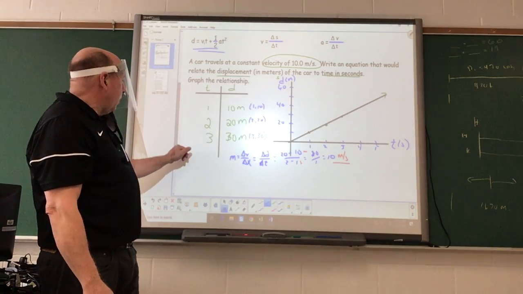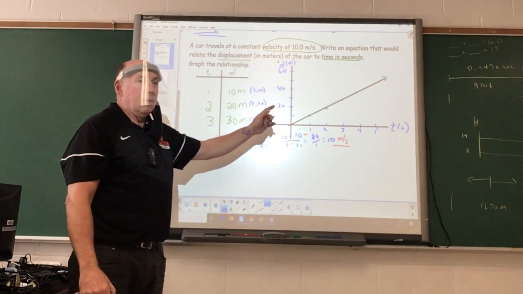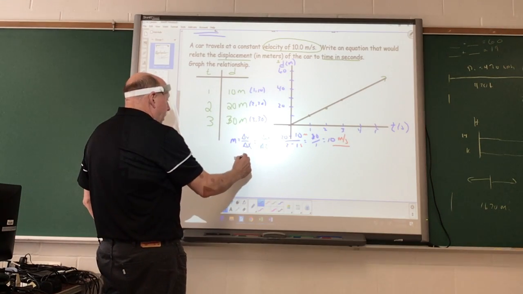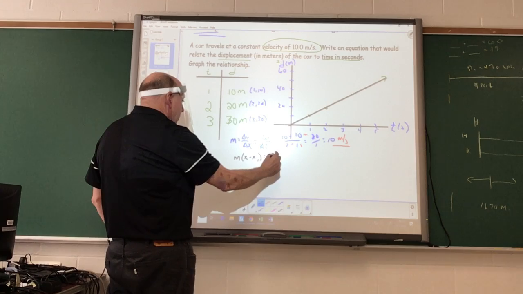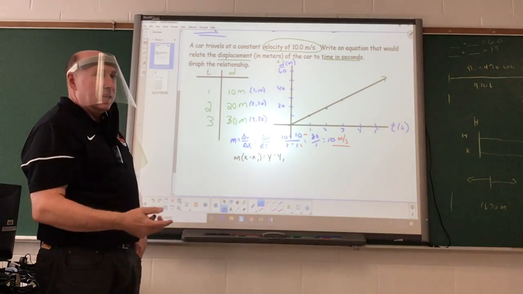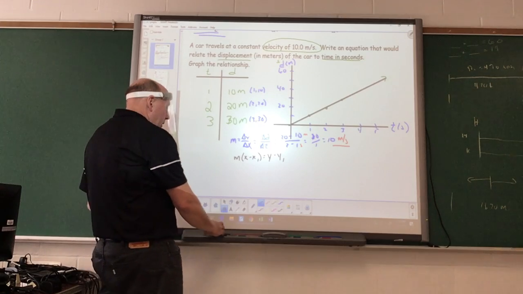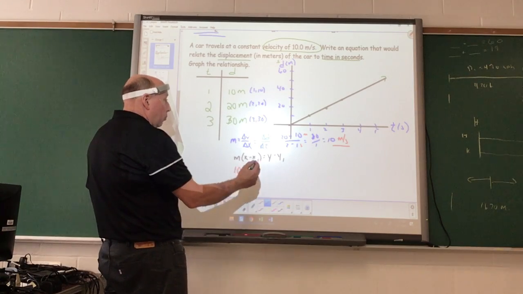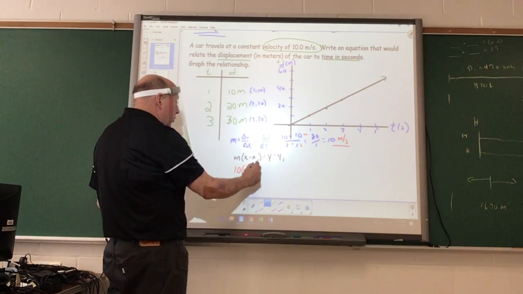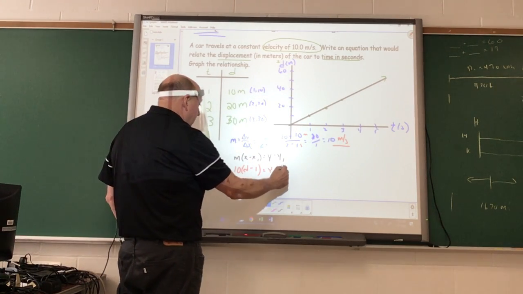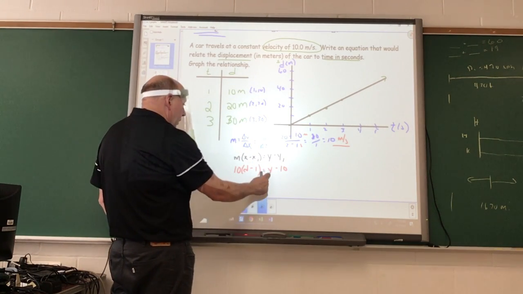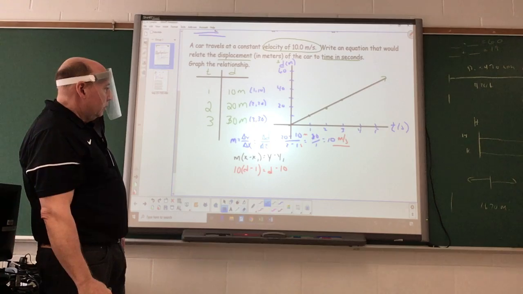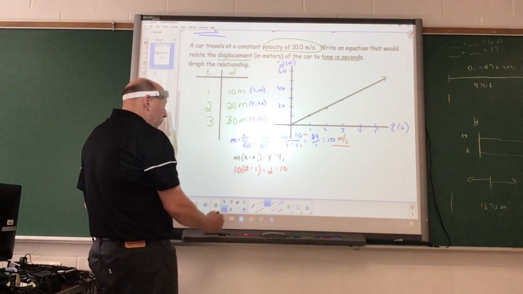If we take a look at an equation, we can use either one of our points, where we have m times (x minus x1) is equal to y minus y1, but now we have d's and t's in there. So we have 10 times (t minus x1), it does not matter which point we use, is equal to d minus 10, which is once again d or s minus 10. Oh, should be a t there.